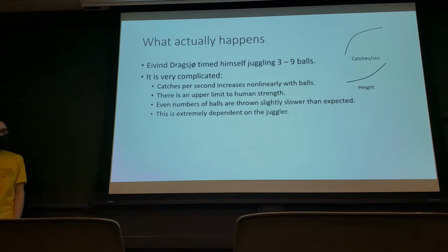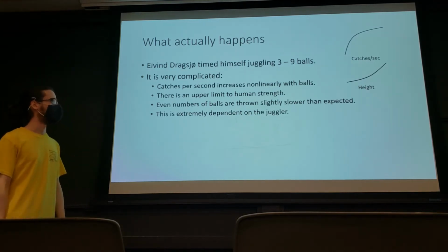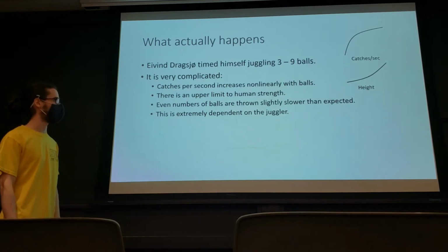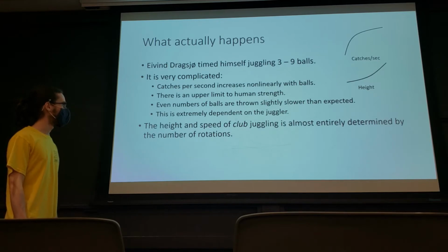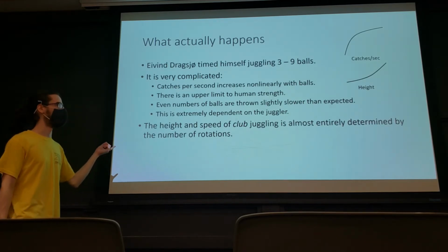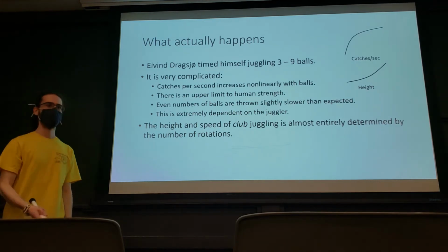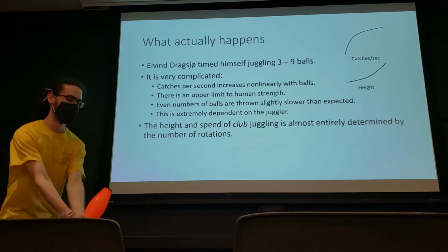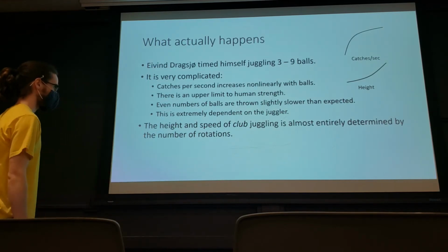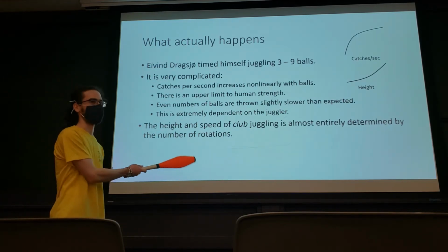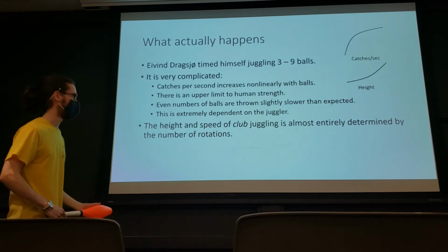And also, it's really dependent on the juggler. Different people juggle slightly differently, and this can have some pretty big effects on exactly the height they throw to and so on. For club juggling, it's even more complicated because now you have to take into consideration the rotation of the club, because you can't just throw it however. You have to catch it at a particular point in its rotation. And that turns out to be the dominant factor. It's not the number of clubs, it's really the number of rotations that's important for club juggling.